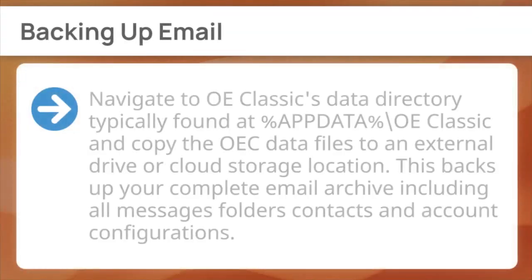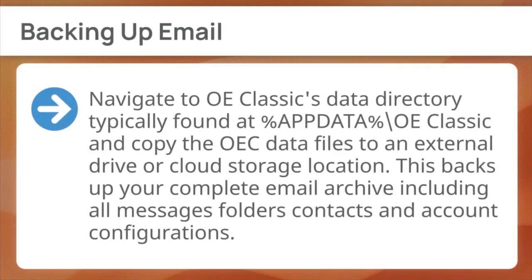First, backing up email. Navigate to OE Classic's data directory, typically found at %appdata%\OE Classic, and copy the OEC data files to an external drive or cloud storage location. This backs up your complete email archive, including all messages, folders, contacts, and account configurations.